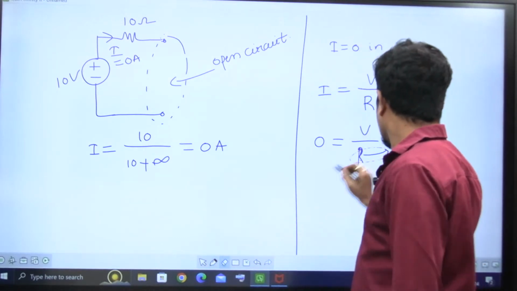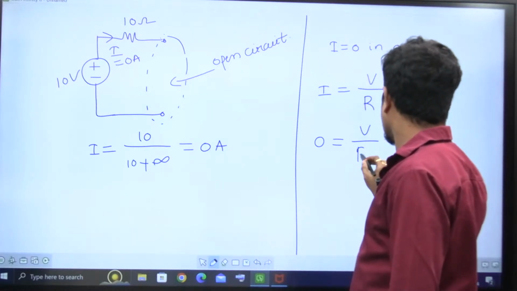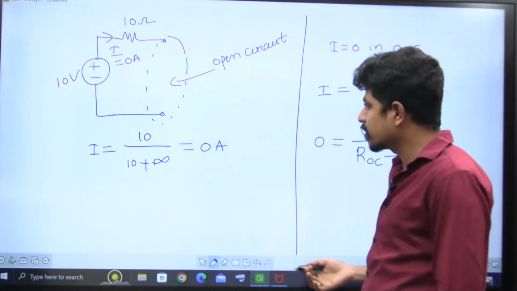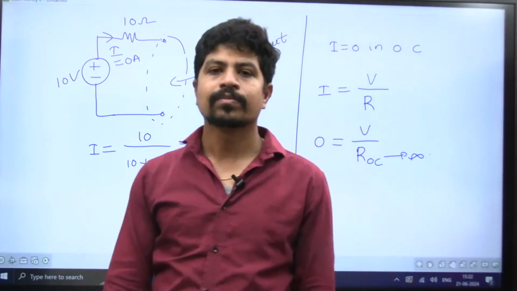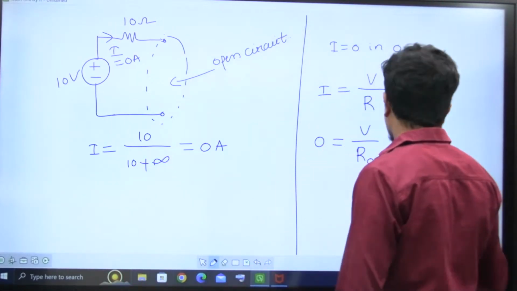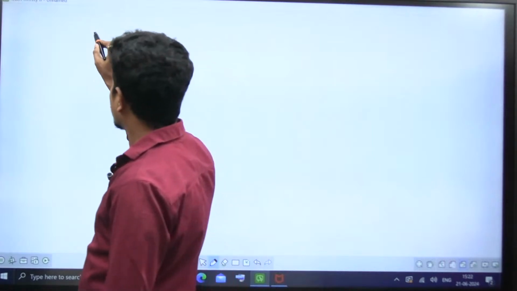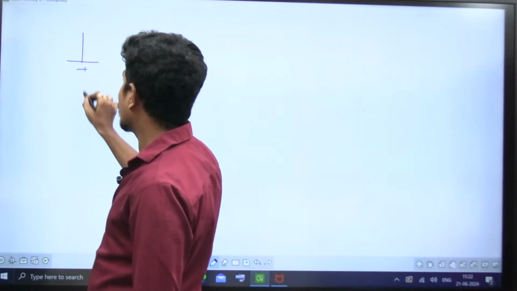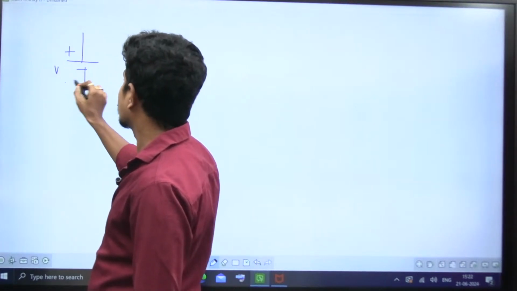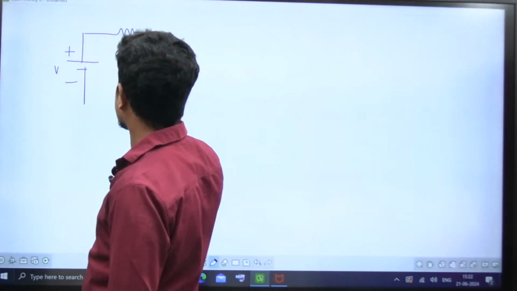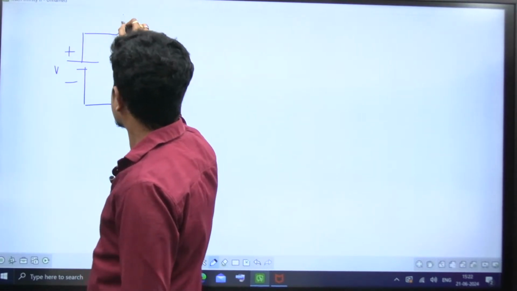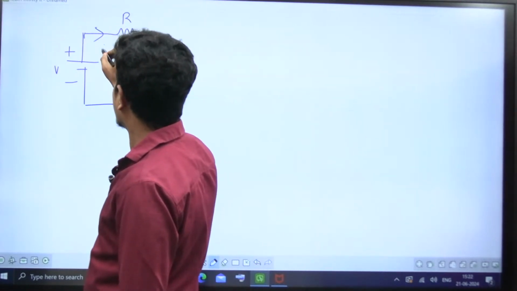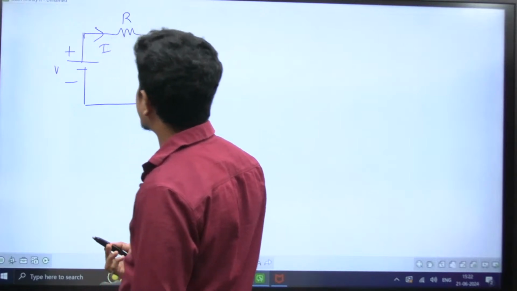Let me put here, resistance of open circuit is infinite, right? Resistance of open circuit is infinite. Now, one more point I want to tell you. Observe here, please. I'm taking this way. This is V, this is plus, this is minus. This is some resistance. I'm closing this one. So given the current, I is equal to V by R.